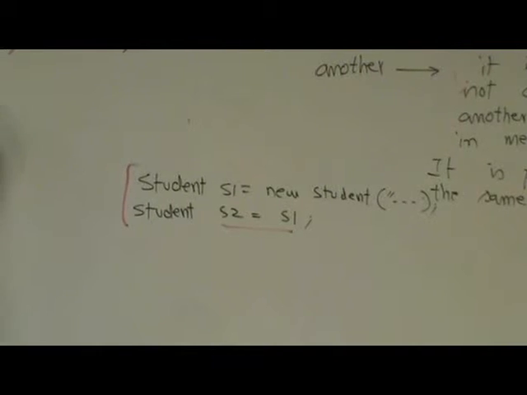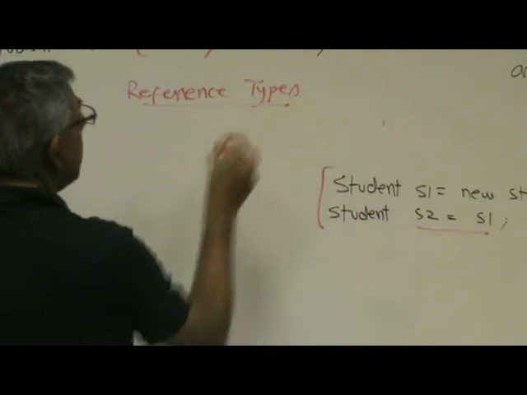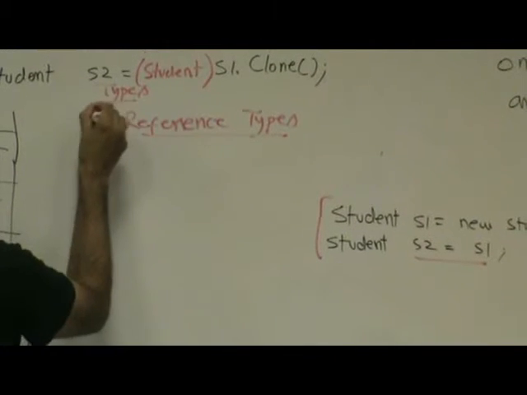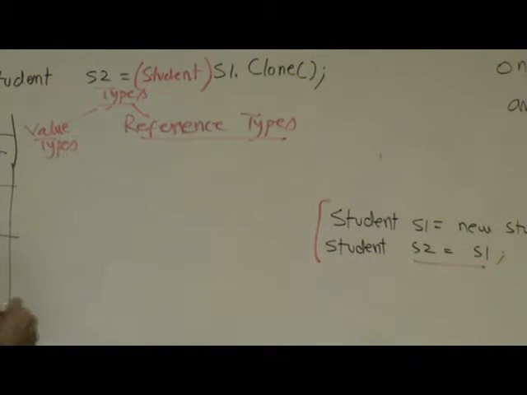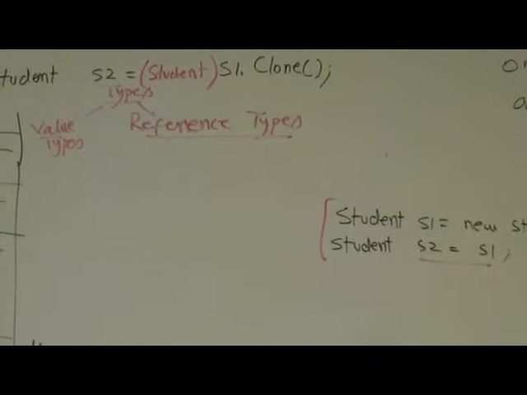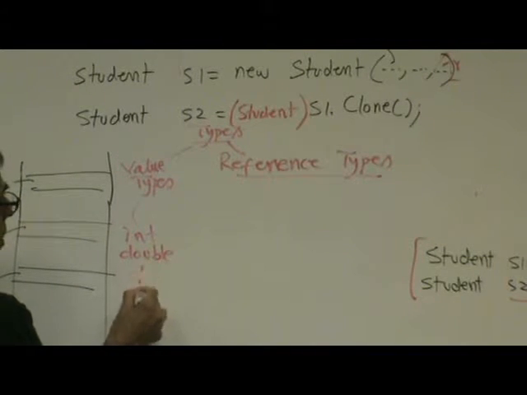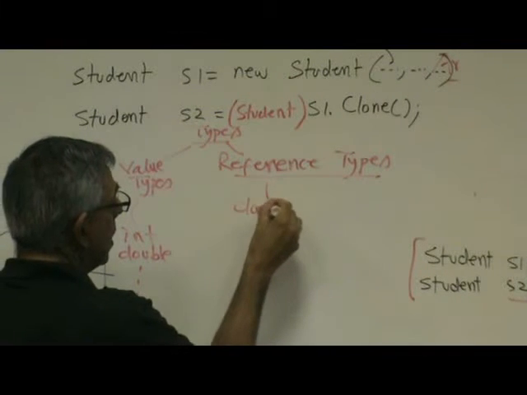Okay, if we take a look at reference types, remember, as far as types are concerned, we have value types and we have reference types, right? What are value types? Value types are those data types which are created on the stack. So for example, int, double and so on, right? All the basic data types other than string are created on the stack. So they are called value types. What are reference types? Class objects.